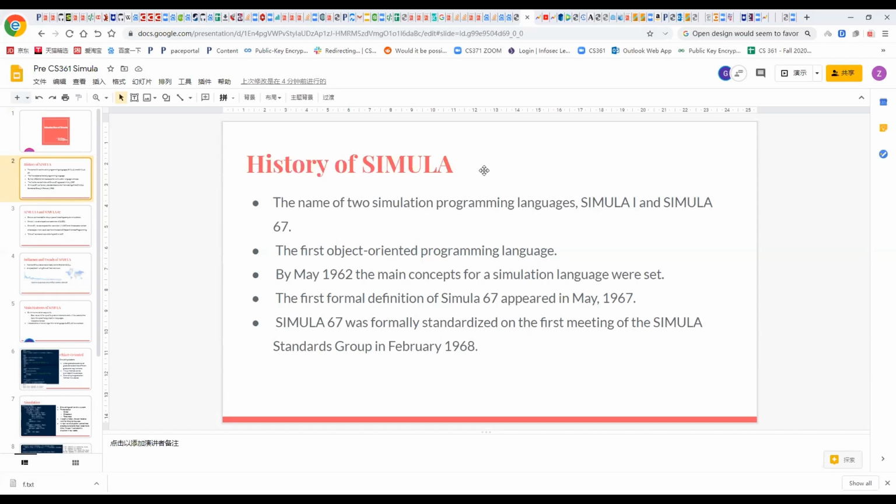The first formal definition of Simula 67 appeared in May 1967. In June 1967, a conference was held to standardize the language and initiate a number of implementations. They proposed to unify the type and the class concept. This led to serious discussions and the proposal was rejected by the board. Simula 67 was formally standardized at the first meeting of the Simula Standards Group in February 1968.